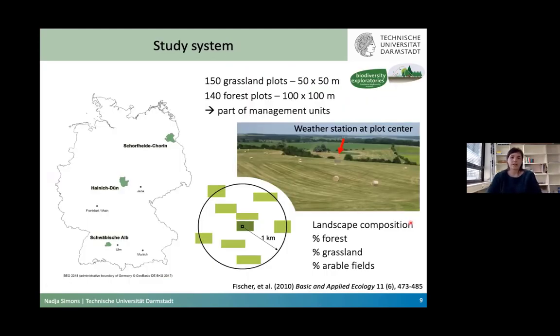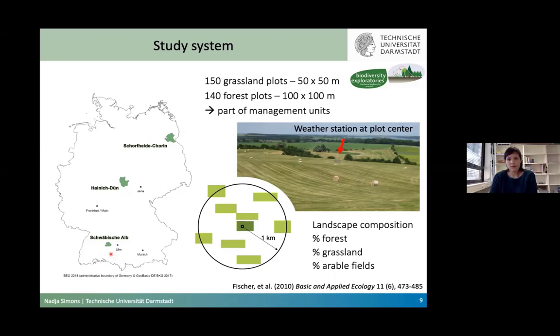The study was conducted as part of the Biodiversity Exploratories. This is a long-term research platform funded by the DFG, the German Research Foundation, and it's running since 2006 and still ongoing. Within this platform, over 300 scientists from 7 countries investigate how biodiversity and ecosystem functions are affected by management. The research itself is conducted within 3 regions of Germany, that you can see here.